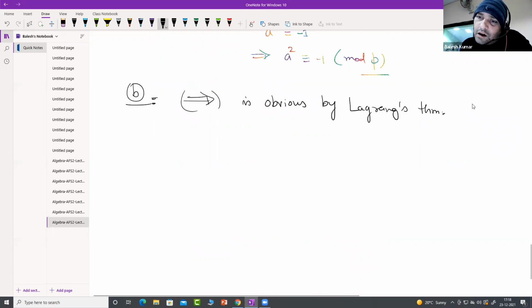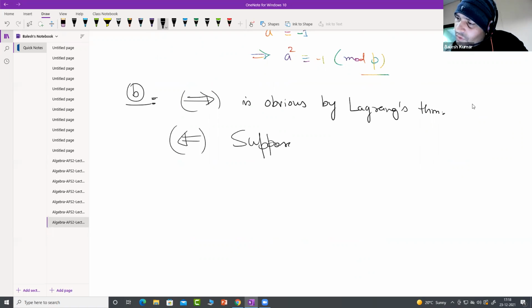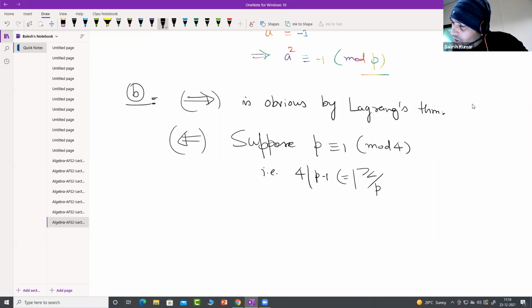So this thing is obvious. Now we need to prove the converse part. That means suppose p is congruent to 1 mod 4, that means 4 divides p minus 1. And then what we need to prove is the existence of an element of order 4. And again, it is group theory that we are going to do. Since we know something about divisibility of the order of the group, that means 2 square divides p minus 1, which is the order of the group Z mod pZ star. So p minus 1 is the order of Z mod pZ star.